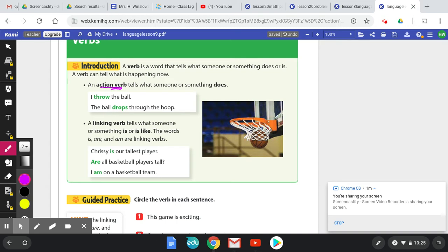A linking verb tells what someone or something is or is like. The words is, are, and am are linking verbs. They link the sentence together. Chrissy is our tallest player. Are all basketball players tall? I am on a basketball team. So you see these: is, are, am, those are keywords for linking verbs.